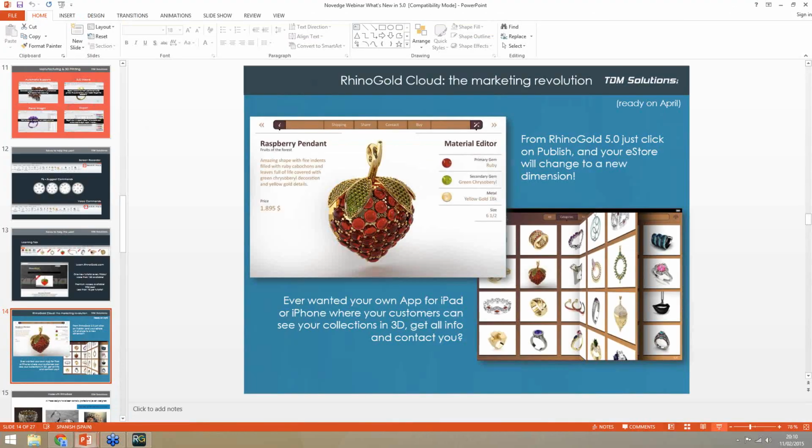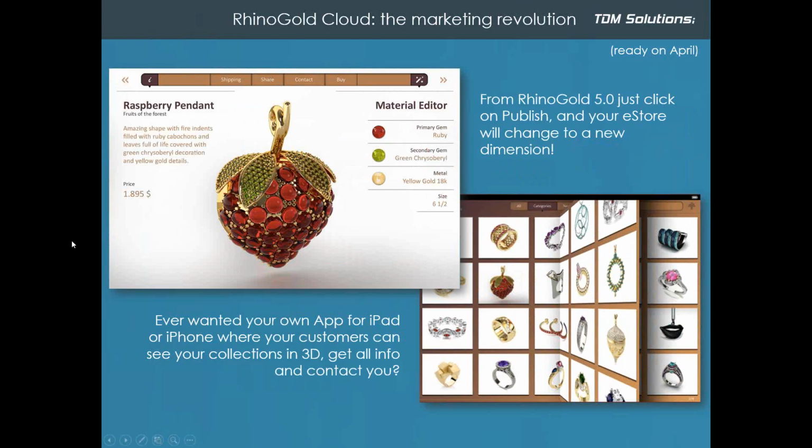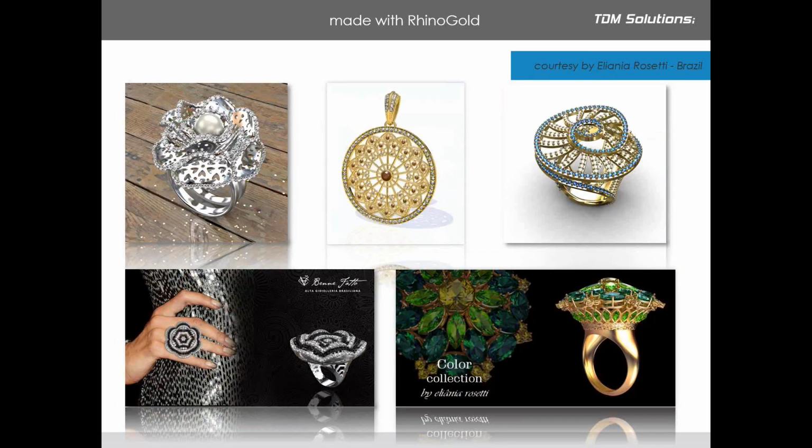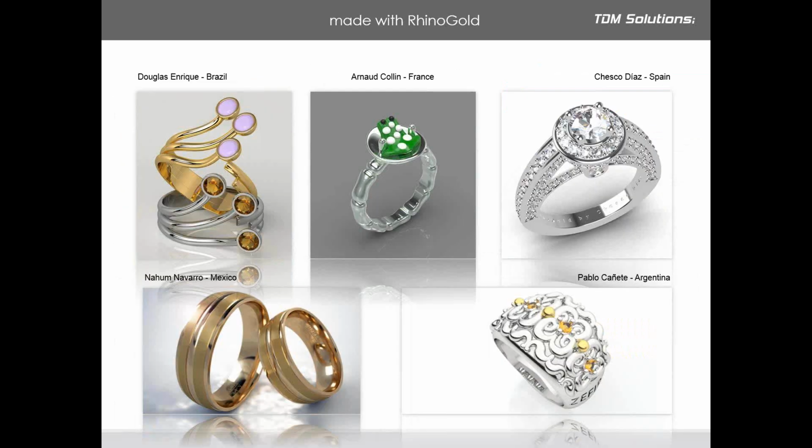So let's go back to the presentation, this very nice presentation. Just going to take 30 more seconds. Now we will see some of the real models that our customers, our users, jewelry designers, make. This guy, for example, is from Austria, Frank. For example, Eliana Rossetti, she has won several awards in Brazil. I can tell why.